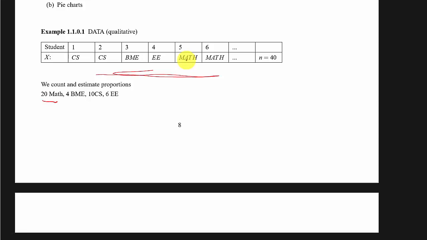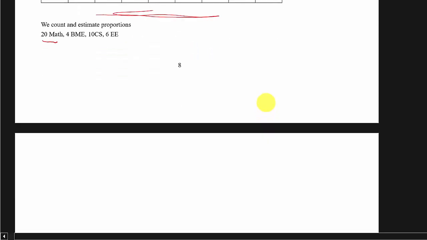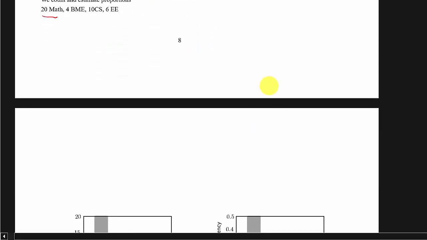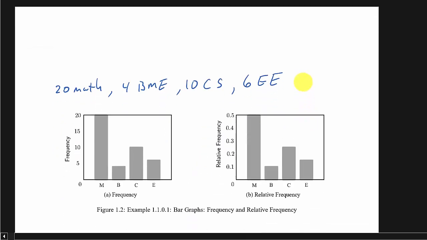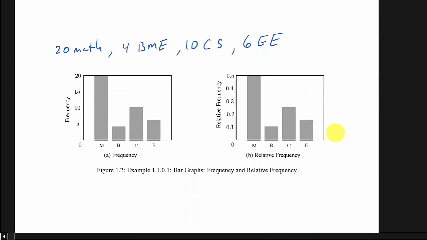All right, so we've got some examples down below, and what I'm going to do is I'm actually going to write that right here. So 20 math, 4 BME, 10 CS, and 6 EE. All right, just so we'll have it here so we can see it.